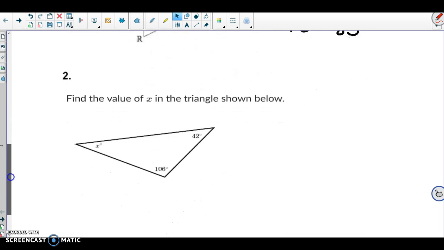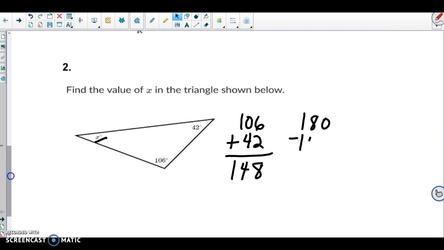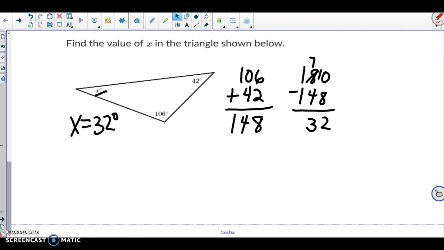This third one is number 2, looks like. Find the value of x in the triangle. Same type of thing. Here's our x over here, but I know 106 plus 42 plus x has to equal 180. So if I do this, I end up with 148. And then if I take 148 away from 180, we end up with 32 degrees. So in this case, x equals 32 degrees. All right, there's our first page.